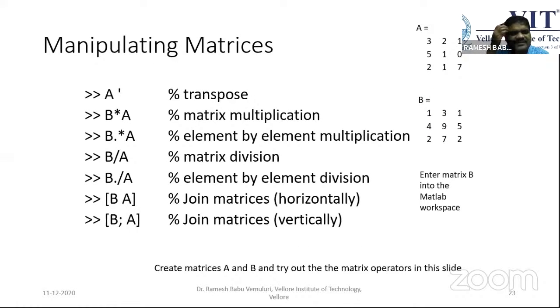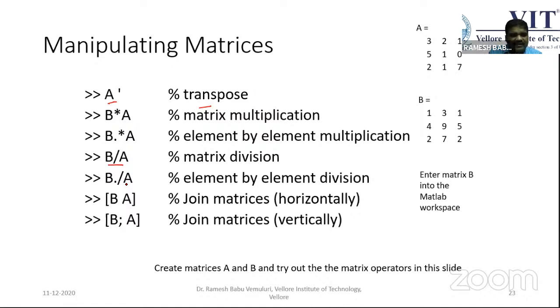Then manipulating the matrix. What are the various matrix operations? Transpose of the matrix, we can use A power, so this will be like a transpose. B star A means matrix multiplication. B dot star A is element by element multiplication. B backward slash A means matrix division. Dot A is element by element division.